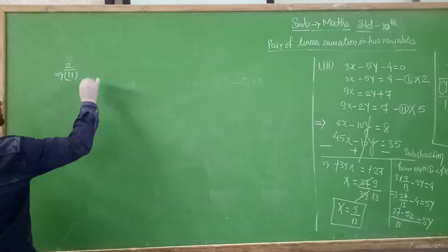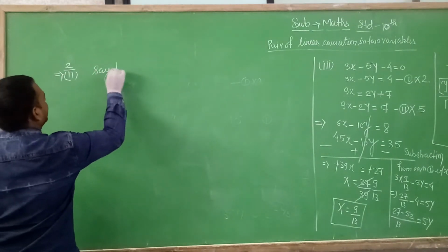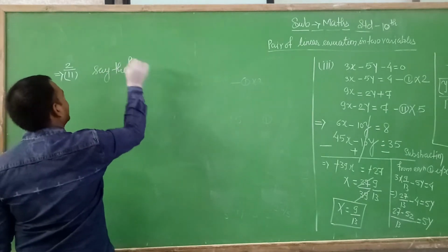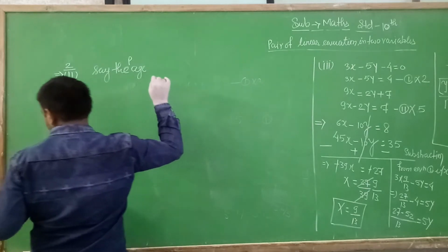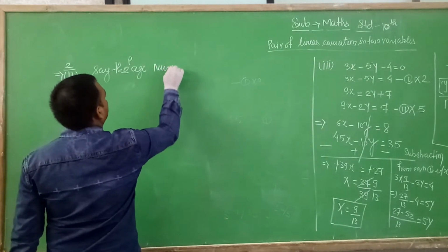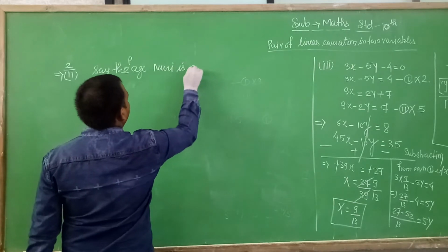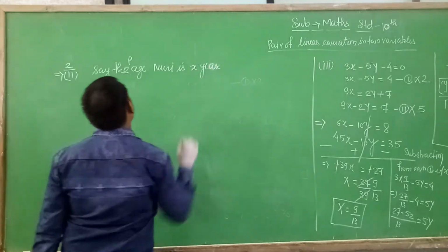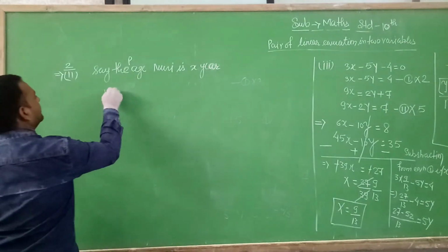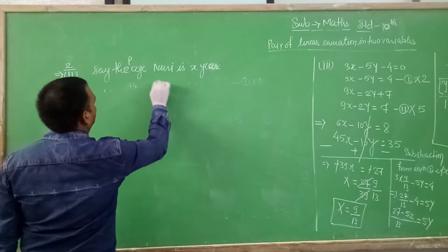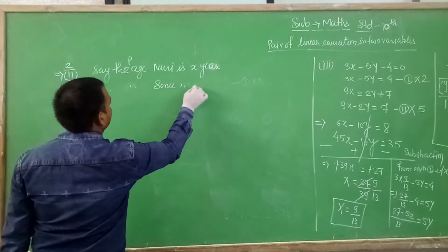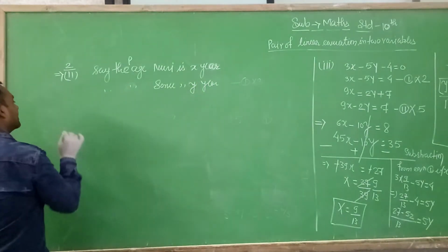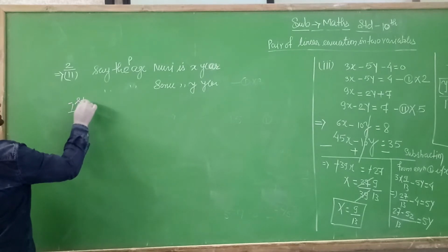So, first I say the present age of Nuri is x years, and the present age of Sonu is y years. Then according to the condition, here the first condition is given.